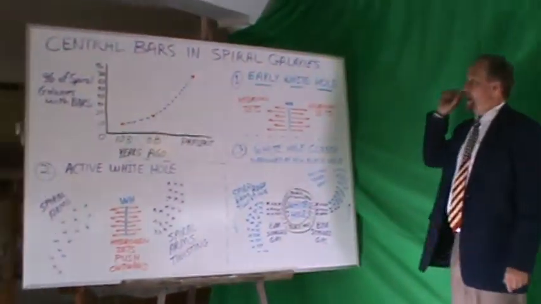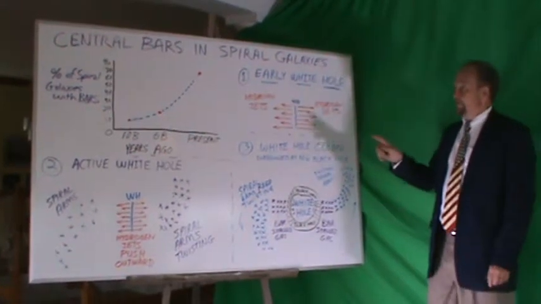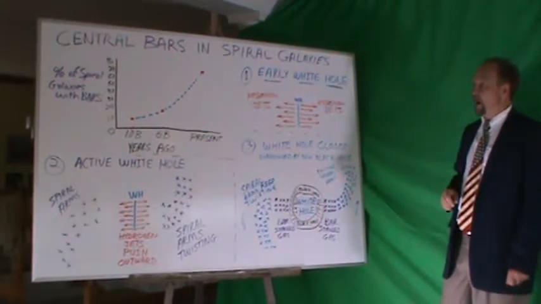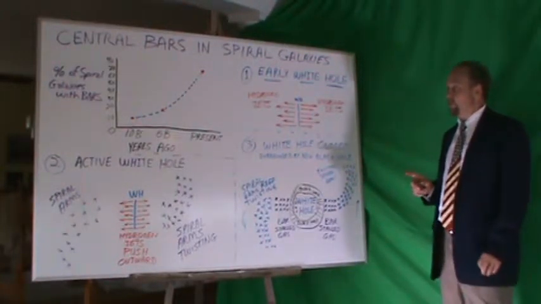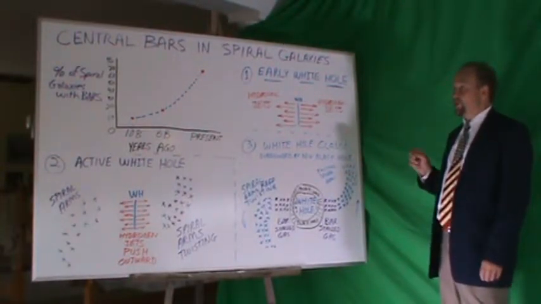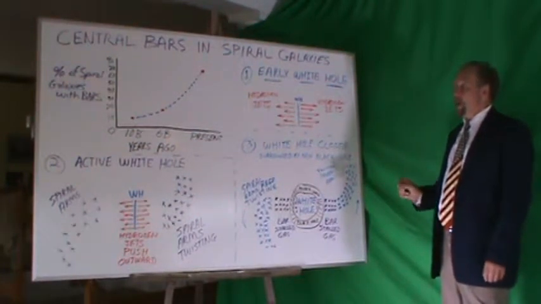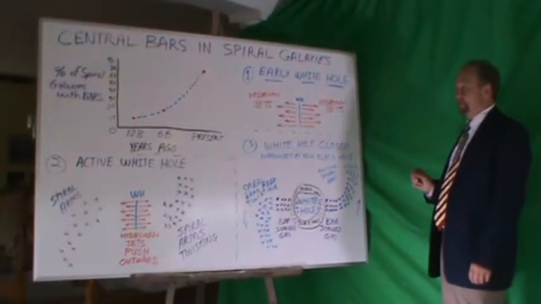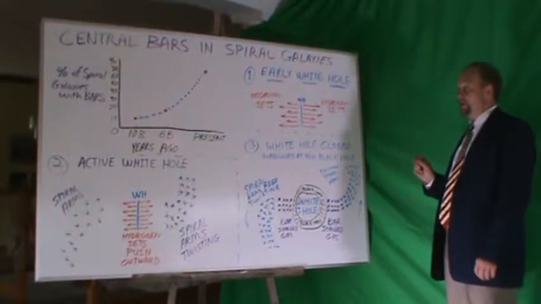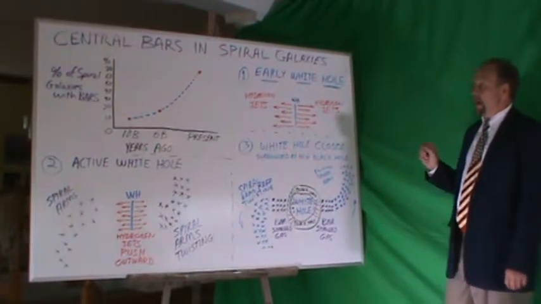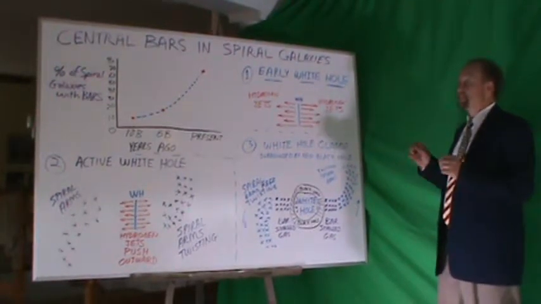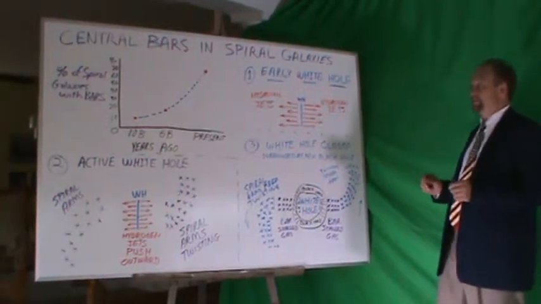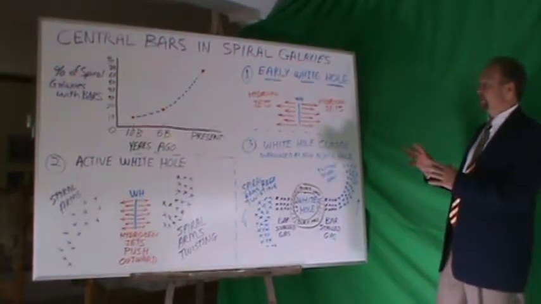Now let's turn to the whiteboard. This first graph up here on the top left shows the percentage of spiral galaxies with bars across time. You see the first red dot in the bottom left corner showing 10 billion years ago, only 10% of these spiral galaxies had bars. At 6 billion years, that percentage had increased to 20%. Now presently, 70% of spiral galaxies have bars. We can see the clear trend here.